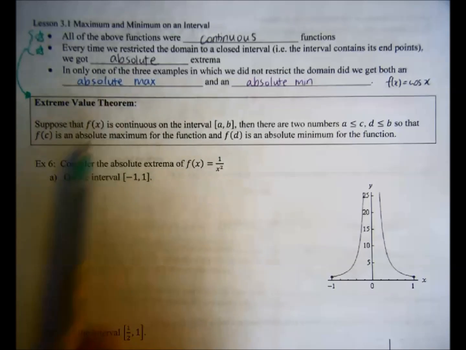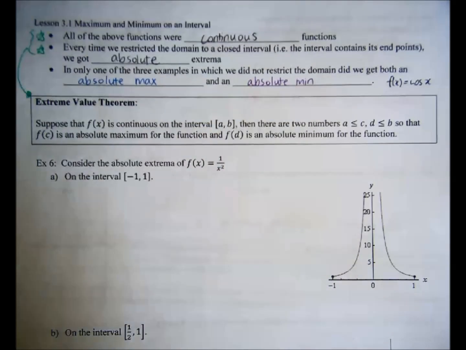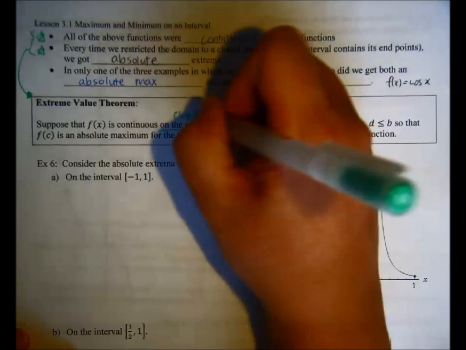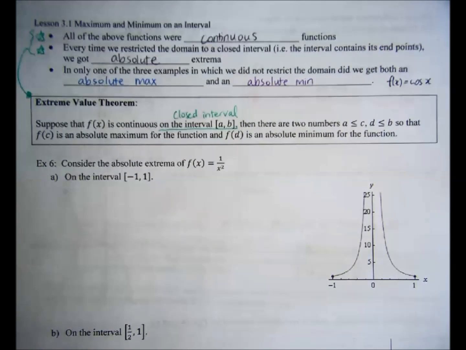The extreme value theorem says, suppose that f of x is continuous on this closed interval where x is between a and b and can include a and b. Then there have to be 2 numbers, c and d, where a is less than or equal to c and d is less than or equal to b, so that f of c is an absolute maximum for the function and f of d is an absolute minimum for the function.